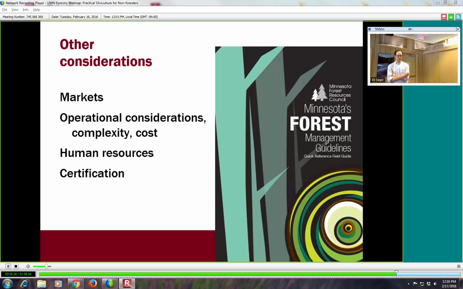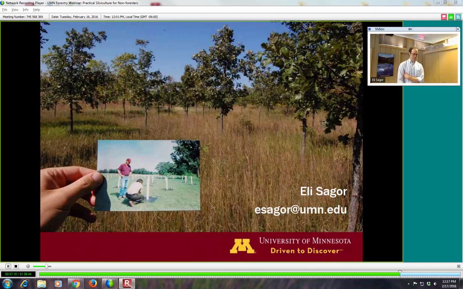I've already gone through some of these other considerations: markets, operations, human resources, time available to set up all these sales. Certification. Many of Minnesota's large landowners, both public and private, are third-party certified, and certification imposes some requirements for landowners to follow in their management. And you can see on screen here a cover shot of the forest management guidelines that guide a lot of what happens in our woods.